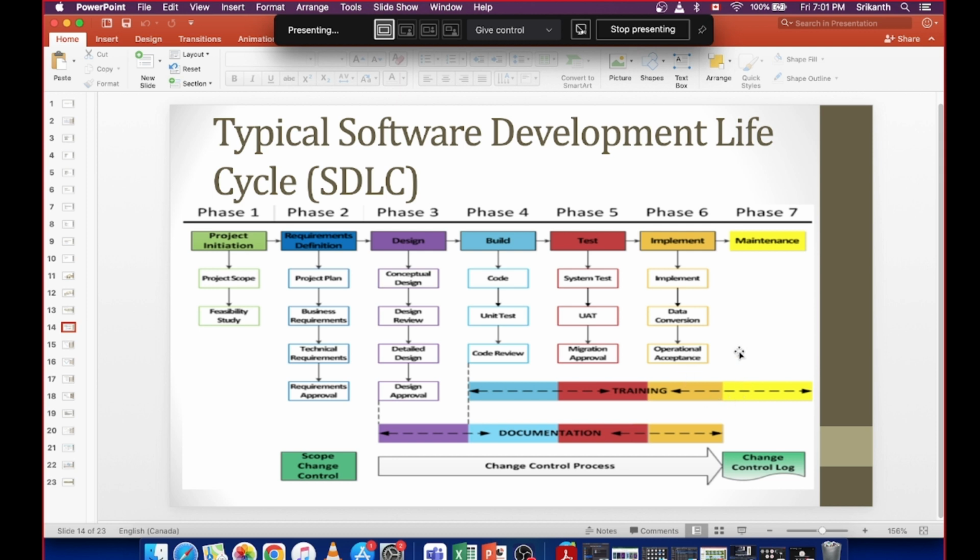So yeah, when the interview preparation stage comes, I'll give you brief and detailed explanations on what all the questions you will be asked and how you need to be answering them. So this is typically a software development life cycle.